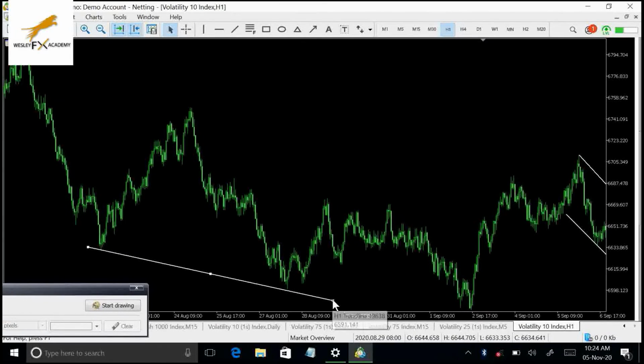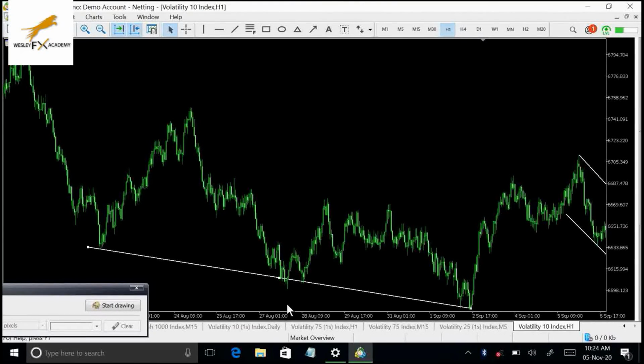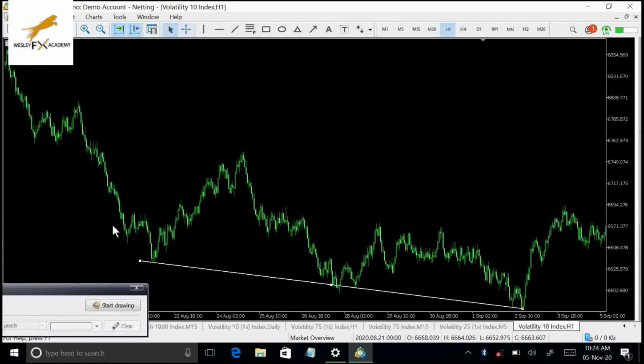As I said before, it needs to be tested at least 2 or 3 times. You can see now I drew this trend line, and then we had a lot of opportunities here. We had a lot of buying opportunities here, buying opportunities here. So that is how it works, guys.